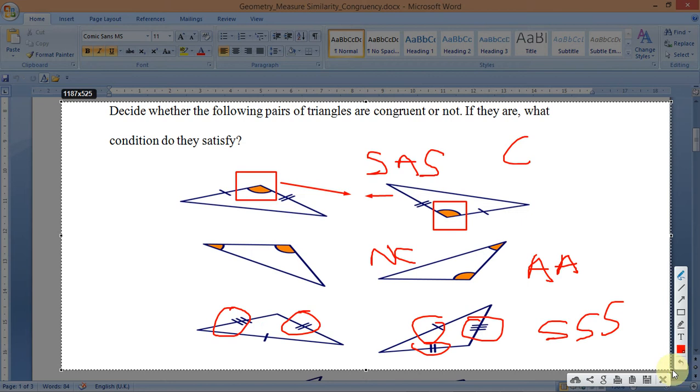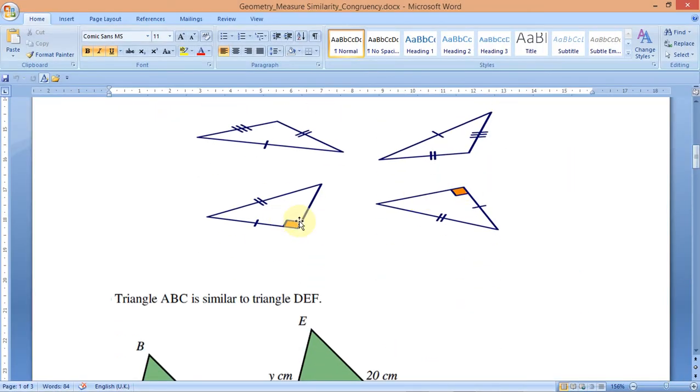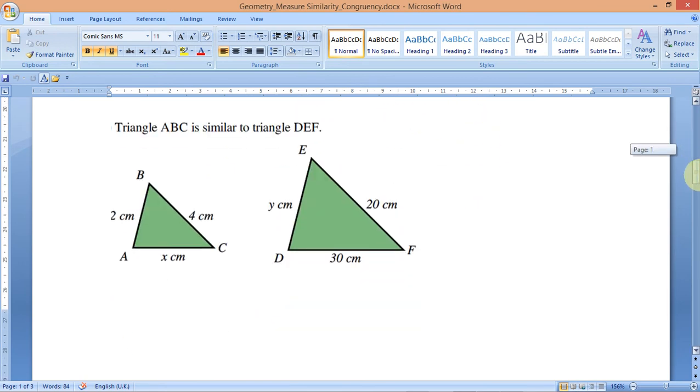Let's take a look at the next question. This last one, I don't need to use my light shot for this one. This is right angle side, RHS, so right angle triangle side. So this is the corresponding angle, and these are the sides. So this is congruent. And the only one that is not congruent is this one. So let's take a look at the next question now.